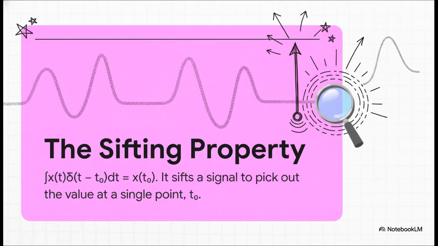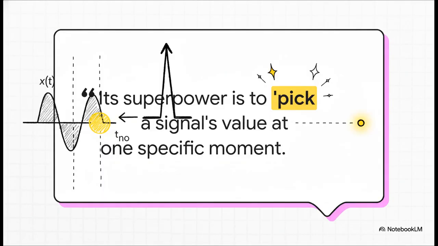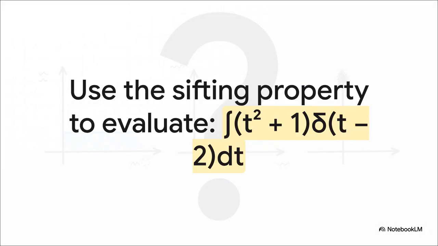And that magic leads us to this, its superpower. This is called the sifting property, and I'm not exaggerating when I say this is one of the most important ideas you're going to learn in this entire course. So what on earth does that equation mean? Well, in plain English, it means that when you multiply some other signal, x of t, by a shifted impulse and then integrate, the impulse acts like a perfect filter. It sifts through every single value of your signal and picks out just one, the value at the exact moment where the impulse is. Let's put that superpower to work right now.